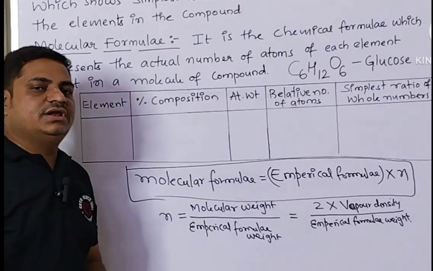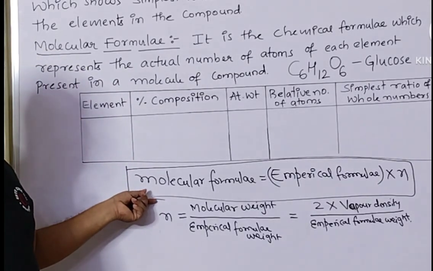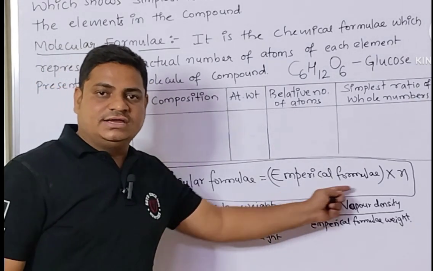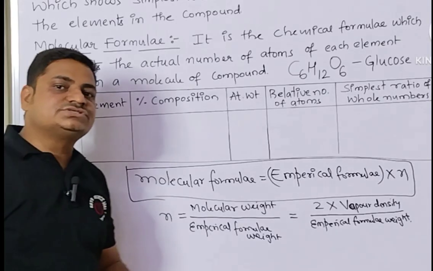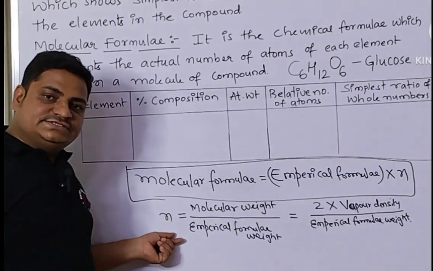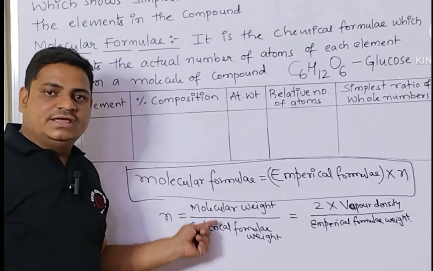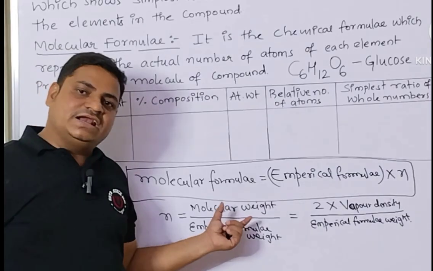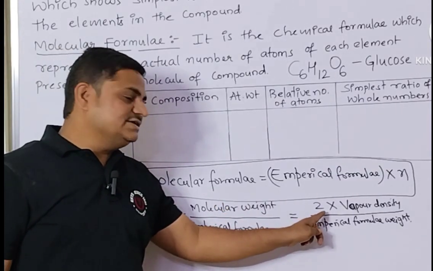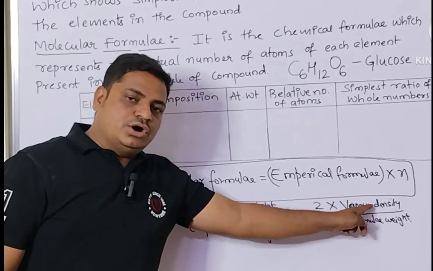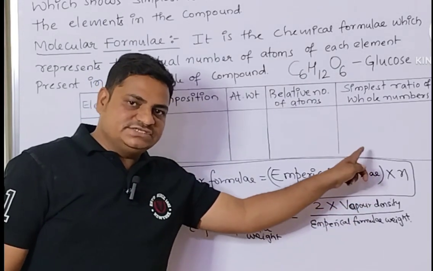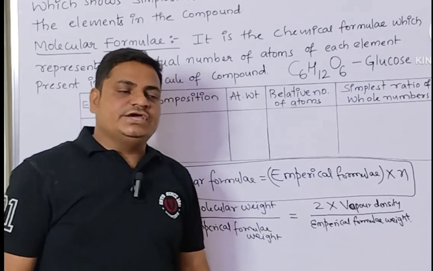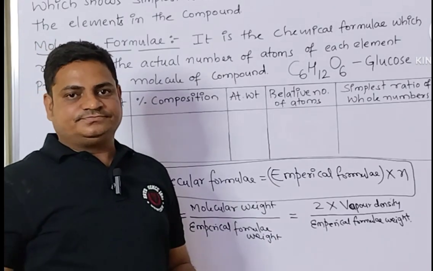So these are the two formulas you need to remember. One is: molecular formula is equal to empirical formula into n. The other is how to calculate the n value: n is equal to molecular weight upon empirical formula weight. If the molecular weight is not given directly, you write 2 into vapor density upon empirical formula weight. Okay, let me explain with a question.